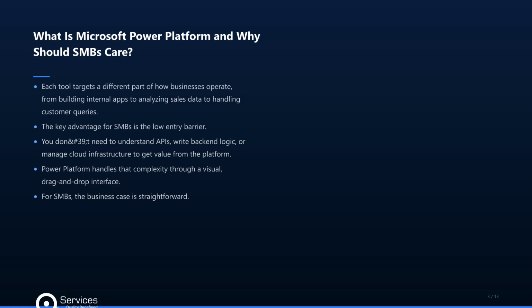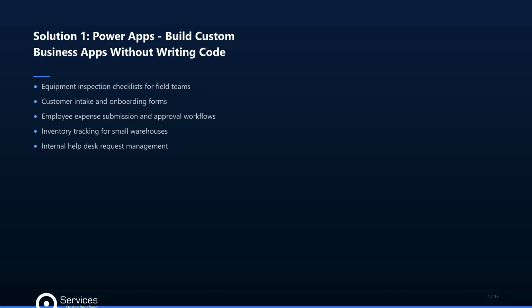Custom software development typically runs $50,000 to $200,000 for a production-ready application. A Power Apps solution solving the same problem can often be built and deployed in days for a fraction of that cost. If you're already on Microsoft Azure, the integration story gets even stronger. Power Platform services connect directly to Azure SQL, Blob Storage, and Microsoft Entra ID without custom middleware or additional development overhead.